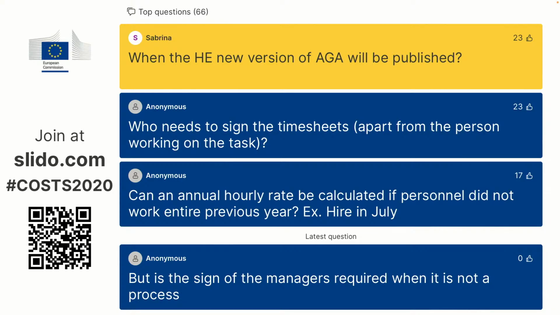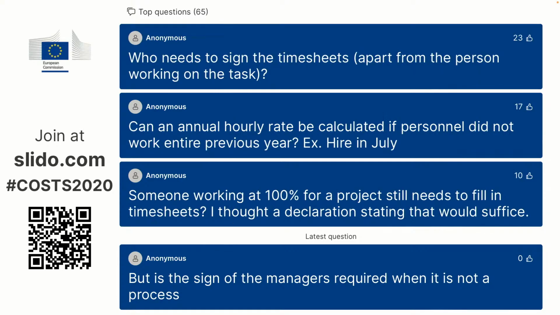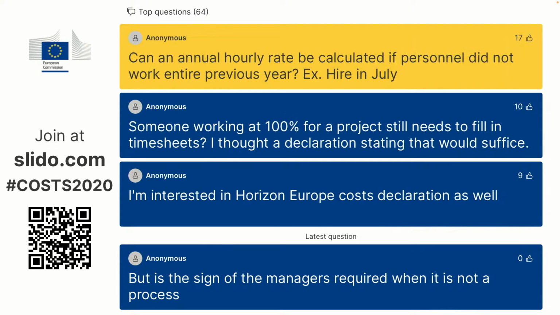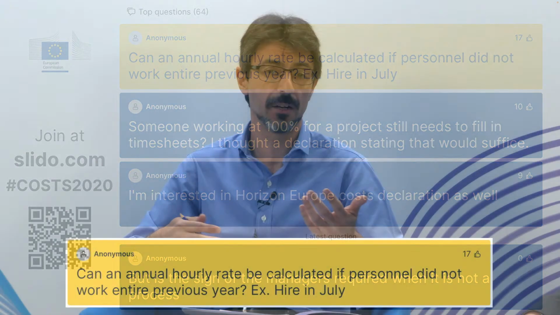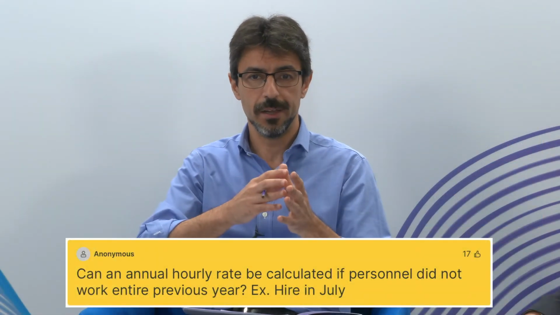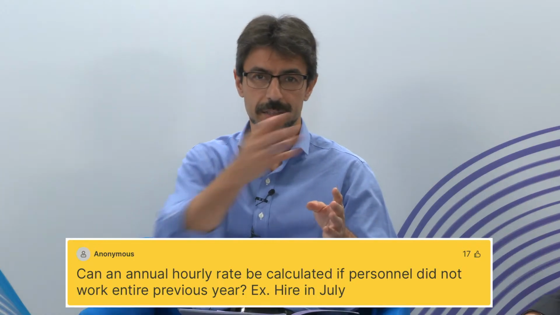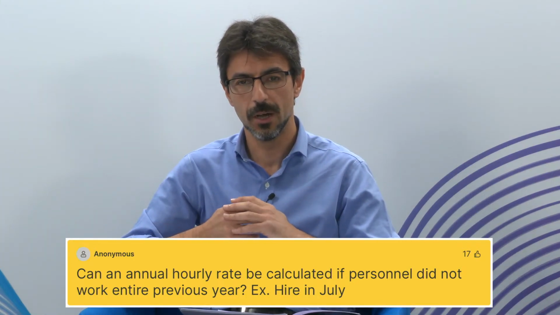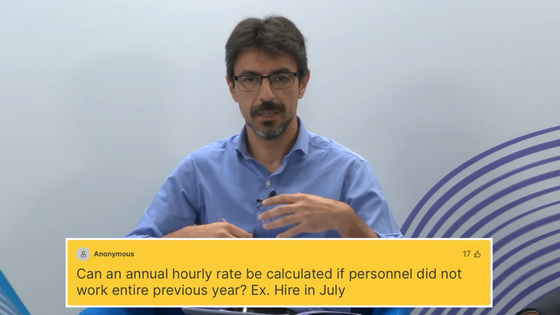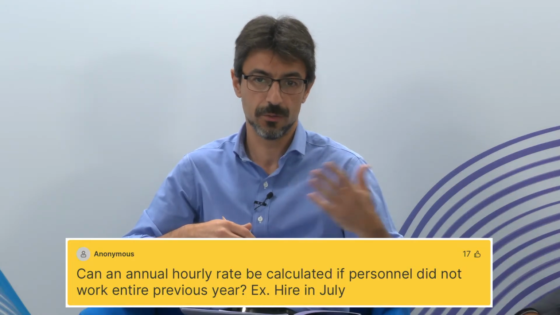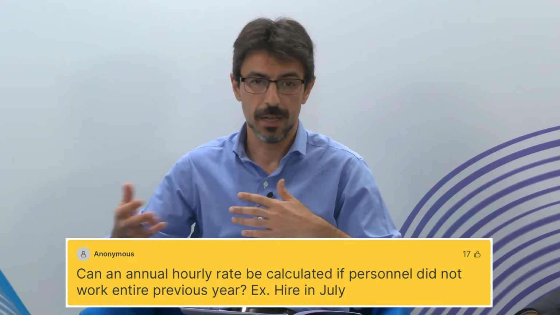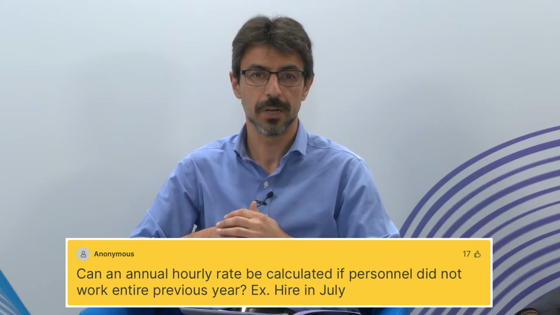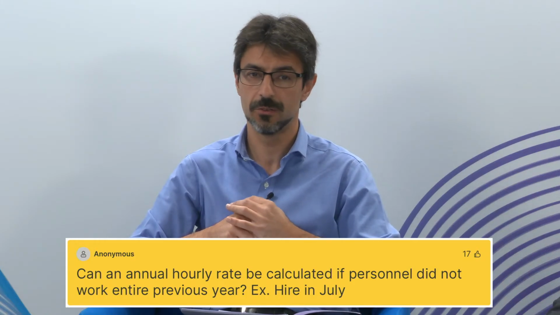You will take the annual personnel cost, so if the person was hired in July, from July to December, and you will divide by the corresponding pro rata of the annual productive hours. So there's no problem. Even in December, you could do this calculation. You don't need to have the person working the whole year in the previous year to calculate the hourly rate. You just take the total personnel cost of that person from the start of the contract and divide by the corresponding pro rata of the annual productive hours. It's not a problem.